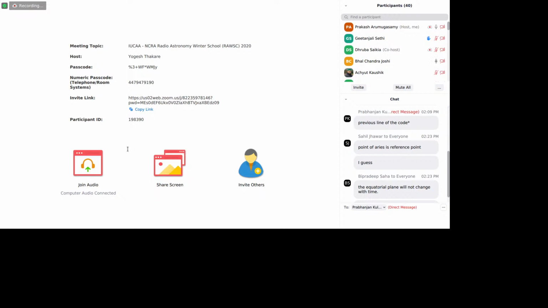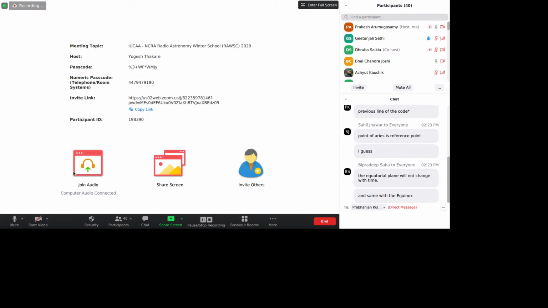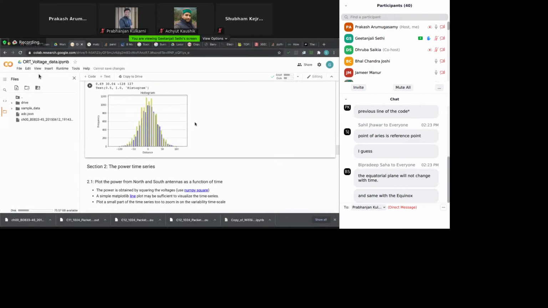I have not reached the Fourier transform, but I have plotted the distribution. So Gaussian, I can show you. Okay, that is also not bad. I can probably take over from there. Yeah, so maybe Prakash, you can allow Geetanjali to share the screen. Okay, great.